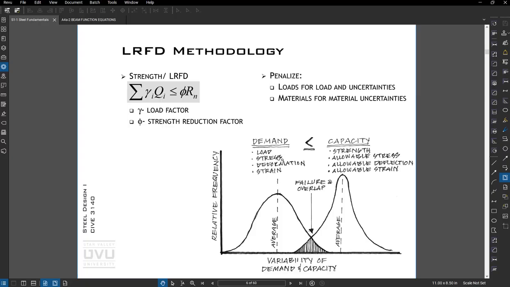So pretty much all we're going to do this semester is calculate the loads, which might be the load applied, and then from there we're going to calculate moment, shear, axial load, deflection, and then we're going to compare that to how strong something is, how stiff it is, etc.